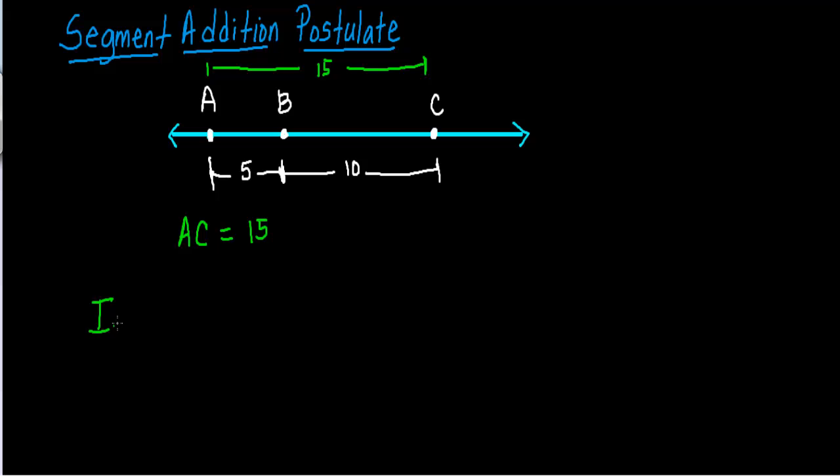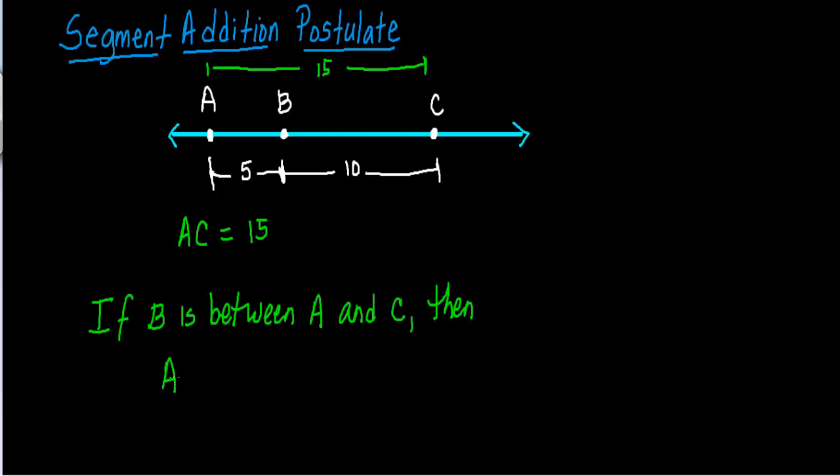This is what it says. If B is between A and C, then I can write this statement: AC, the distance between A and C, will be equal to the distance between A and B plus the distance between B and C, which is what we just did in our heads. We added AB plus the distance BC, and we ended up with 15. That's what the segment addition postulate says.